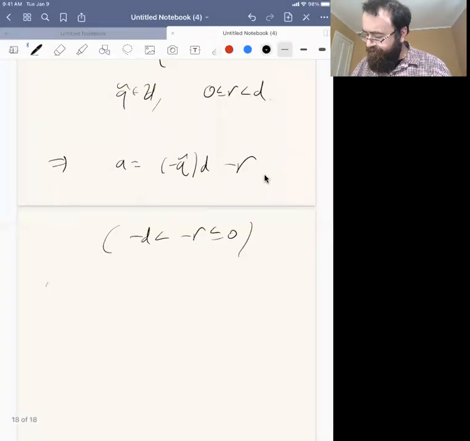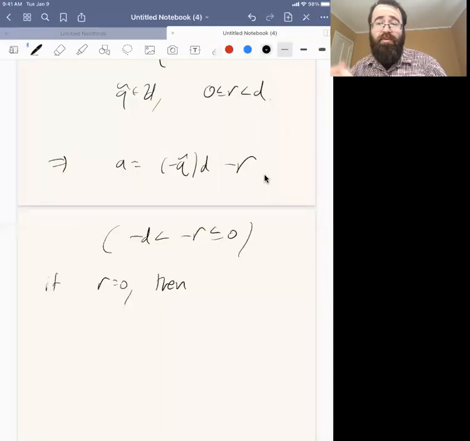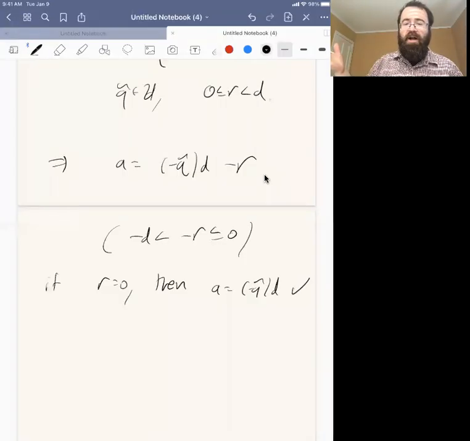So if R equals 0, then we're done, right? Then A equals minus Q tilde D, and that's it. We've done the division algorithm because A has been divided by D. It's equal to something times D plus 0, right? Minus 0 is equal to plus 0. So this is in the form that you need for the algorithm.